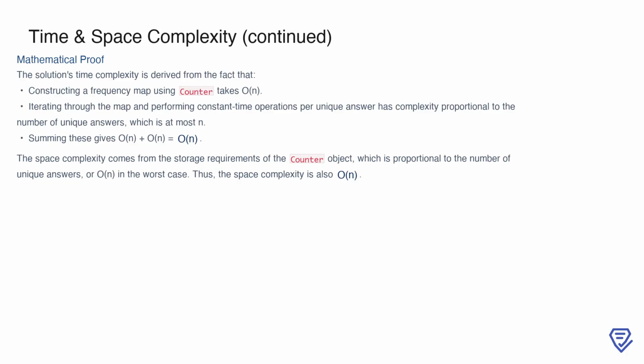For space complexity, the dominant factor is the Counter object, which requires storage proportional to the number of unique answers. In the worst case, where all answers are unique, this space requirement becomes O(n). Thus, the solution's space complexity is also O(n).